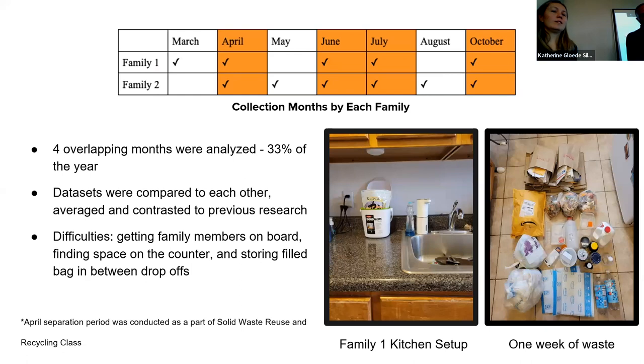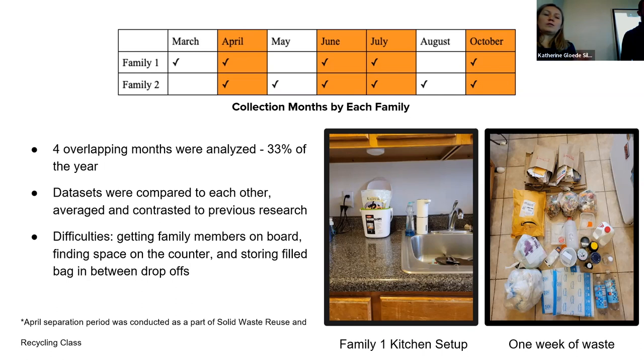And the table on the top shows you what months we collected for each family. We have four overlapping months, which are April, June, July, and October. That represents 33% of the year. What we did is we compared those data sets to each other, we averaged them, and we also contrasted them to the previous research available.